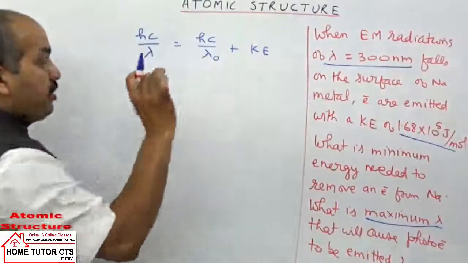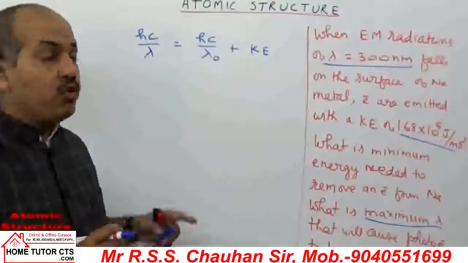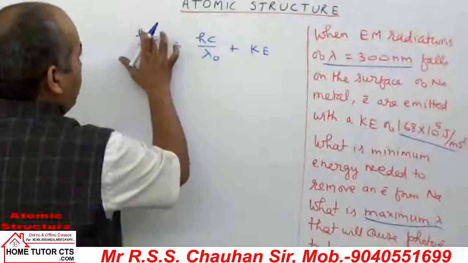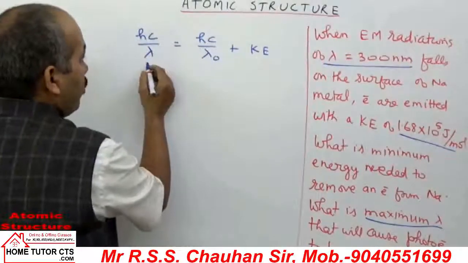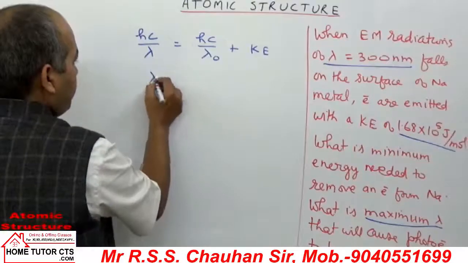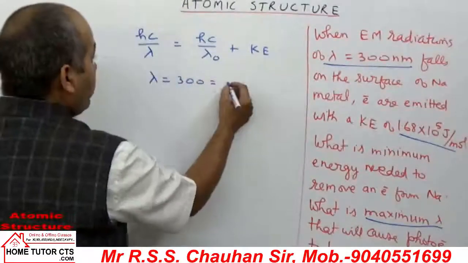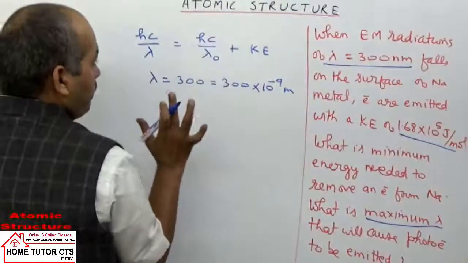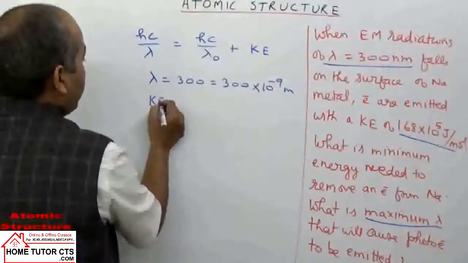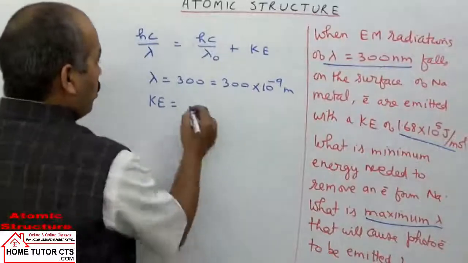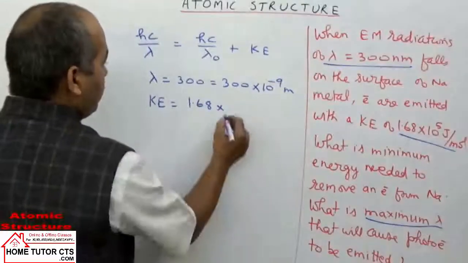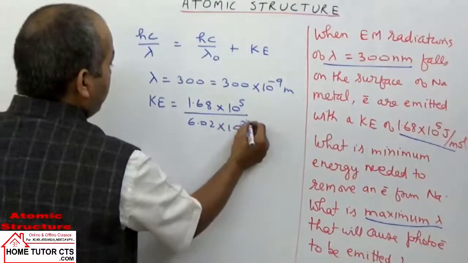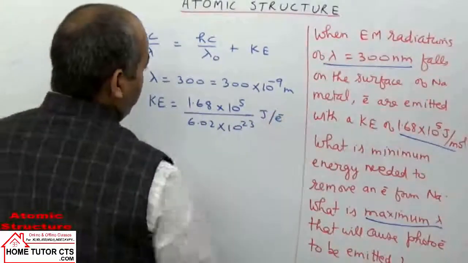Lambda is maximum, see, energy was minimum, frequency was minimum, nu naught, so lambda will be maximum here. So you can find this answer directly from here. In this expression we know the value of h into c. Lambda is given as 300 nanometer. Convert to meters: 300 into 10 to power minus 9 meters. Lambda naught is required. We are given the kinetic energy. We will take kinetic energy per electron, so 1.68 into 10 to power 5 joules per mole divided by Avogadro's number. It is joule per electron.